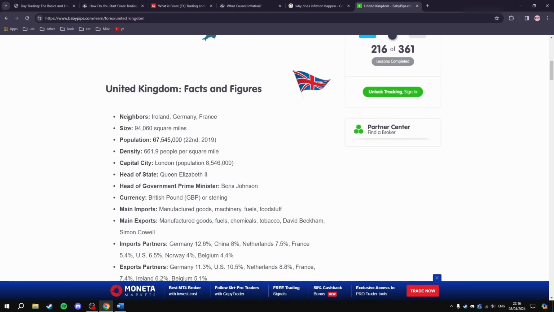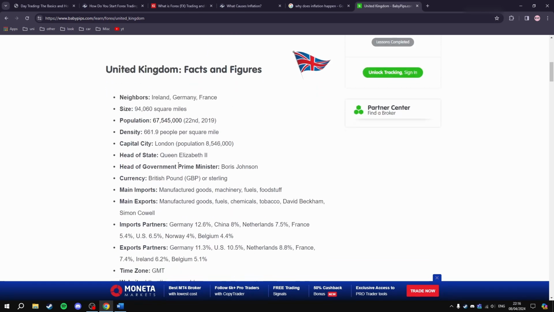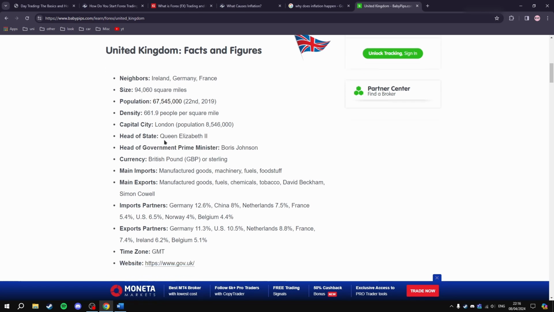United Kingdom, facts and figures. Neighbours: Ireland, Germany, France. Size: 94,060 square miles. Population: 67,545,000 as of 22nd, 2019, so it's probably not accurate anymore. Density: 661.9 people per square mile. Capital city: London. Population of 8,546,000. Probably not accurate anymore as well. Head of state: Queen Elizabeth II, not anymore. Head of government: Prime Minister, Boris Johnson, not anymore. Currency: British pound, GBP or sterling. Sterling?